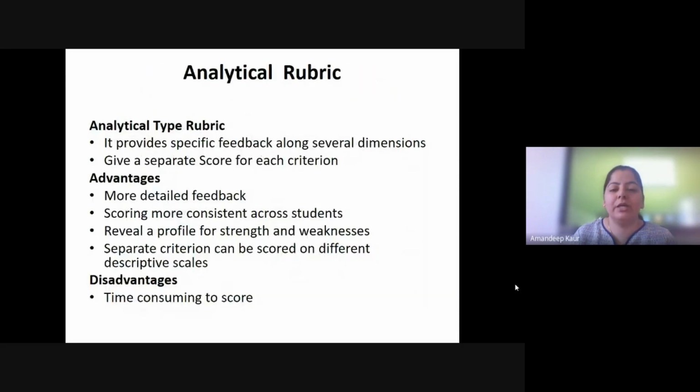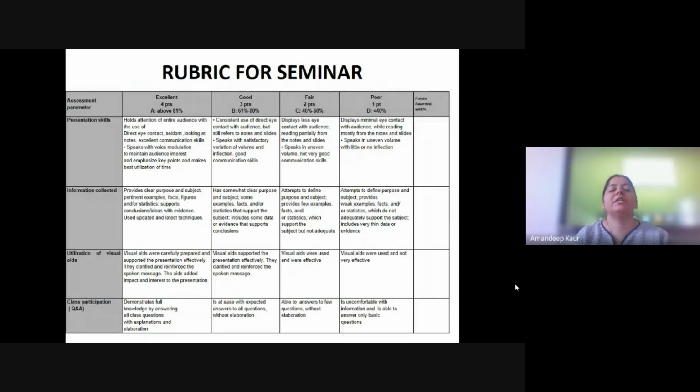I'm not going into the details of all kinds of rubric sheets. On the screen there is one rubric sheet displayed for all of you, and this particular rubric sheet I was using for my students as far as their seminar activity is concerned. We have decided assessment parameters as presentation skill, information collected, utilization of different visual aids, and class participation. In this rubric sheet, I have used utilization of different visual aids. If resources are not available in your classroom, you can skip this particular dimension.